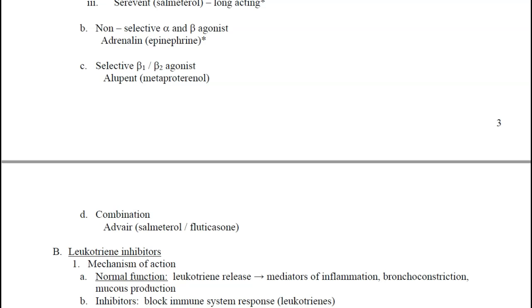Now, we also have combination medication. So this specific one, Advair, or salmeterol and fluticasone. This medication is a combination of alpha and beta adrenergic agonists combined with a steroid or corticosteroid. And this is considered a long-acting and maintenance medication. And again, it's important to let your patient know, if they're on this, that this is not their rescue medication.